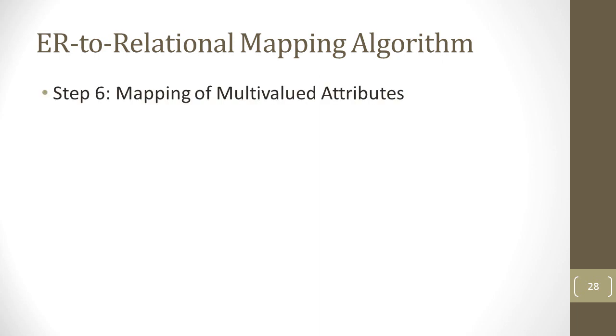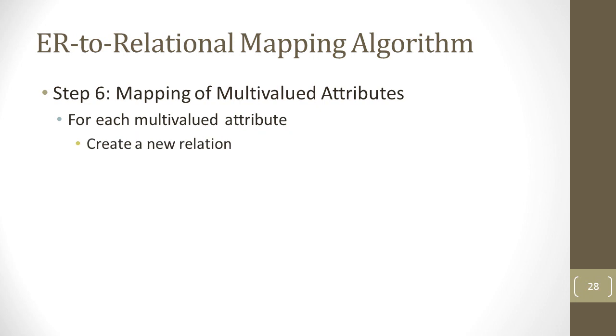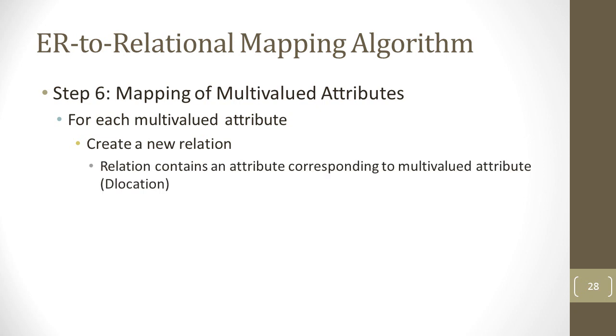So step 6 is mapping of multi-valued attributes. So for each multi-valued attribute, we're going to create a new relation. So remember, we're in a flat model. We can't have, say, for the example we've talked about with a car and its color, well, it could be red and black, instead of just red or black. So in the case where we have something that could have multiple values, we're going to create a new relation. And the relation is going to contain an attribute corresponding to the multi-valued attribute.